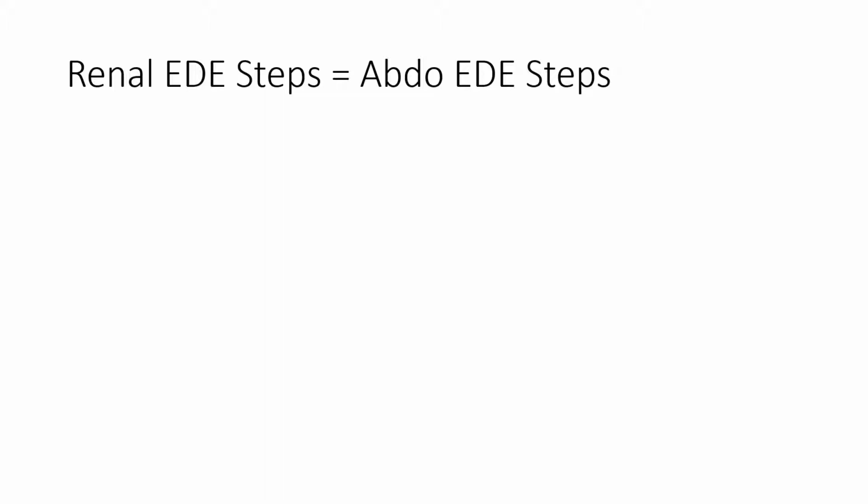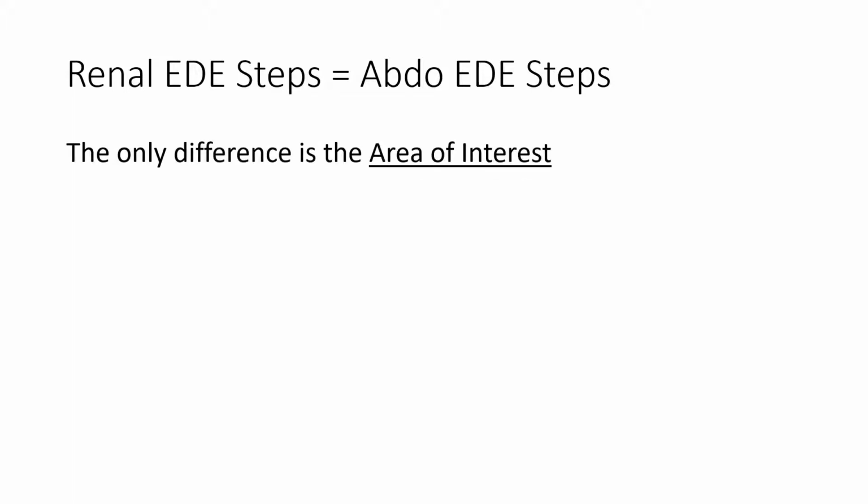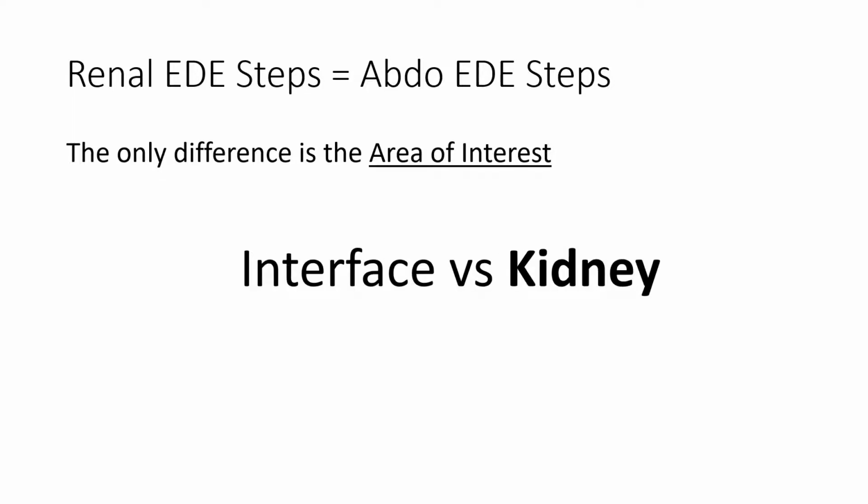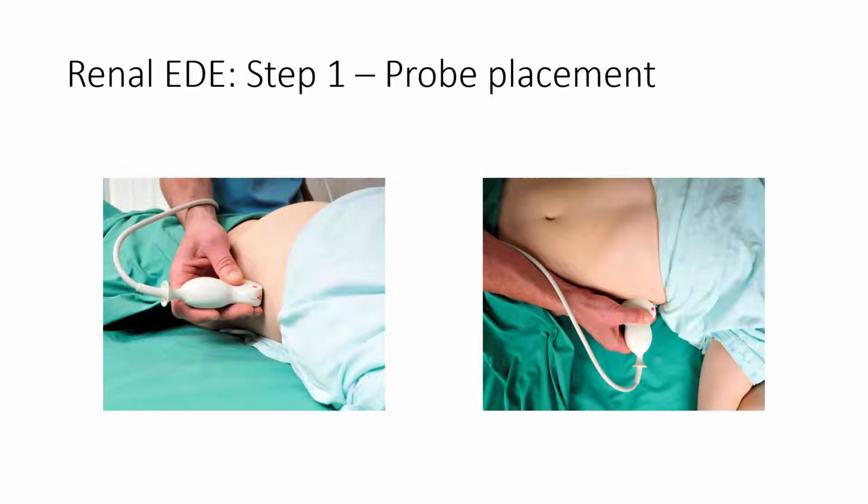How do you do renal POCUS? Well, if you've done the EDE course or another intro course and learned abdominal EDE or the FAST scan, you pretty much know how to do renal EDE. The steps are identical. The only difference is the area of interest. In renal EDE, we are not interested in the interface, we are interested in the kidney. Let's quickly review the steps.